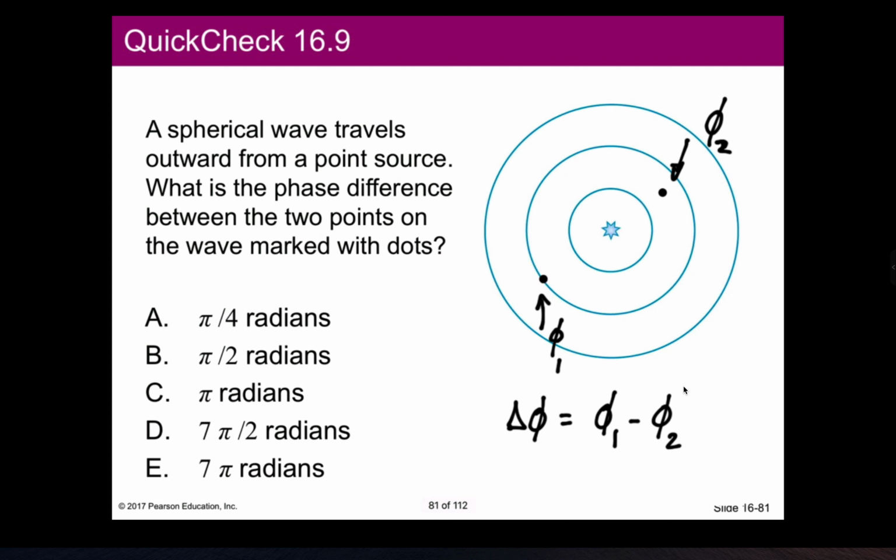So it seems like you don't have enough information, but notice where these 2 points are located. This point is located between this crest and another crest, right? This point is located between one crest and the next one. We already said that between 2 adjacent crests, there is a difference in phase of 2 pi. So if the difference in phase between this point and this point is 2 pi, then the difference in phase between this point and that point must be half of it, because it's halfway between those 2 points. So the answer is that the difference in phase should be pi radians, half of the difference in phase between 2 adjacent crests.